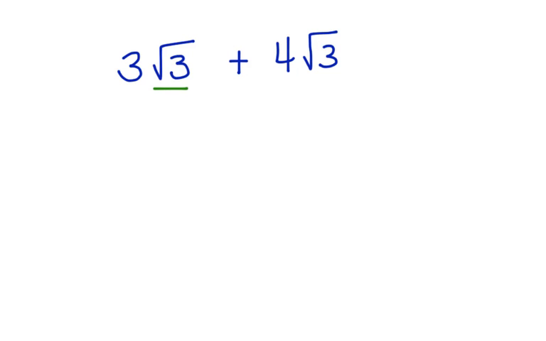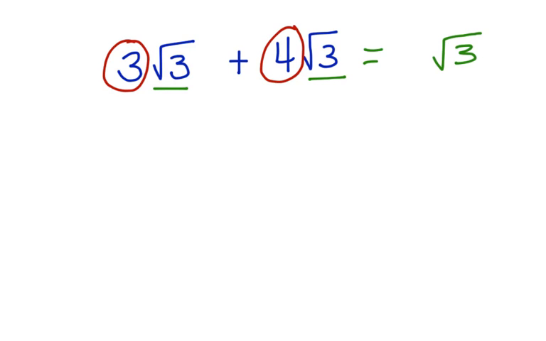Now let's look at adding two radicals. 3 square root of 3 plus 4 square root of 3. Now the square roots of 3 are the same. These are our like terms. So you can actually bring that part right over into the solution. Now we add the number part of the radicals together. 3 plus 4 is 7. This is our answer.